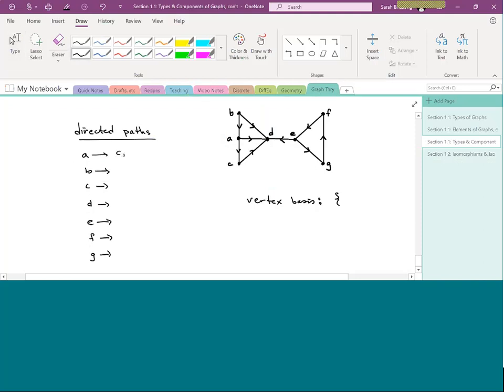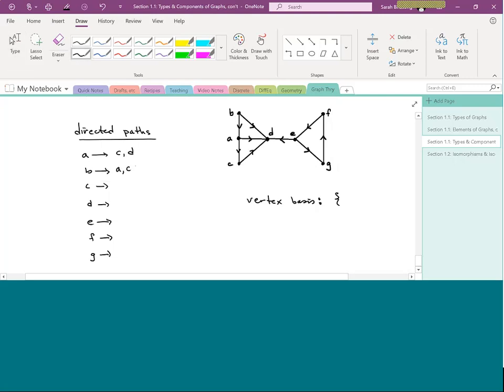Now, what about for vertex B up here? Where could you reach in vertex B? Yep, you can reach everybody on the left-hand side of the graph except coming back to yourself. So this would be A, C, or D.